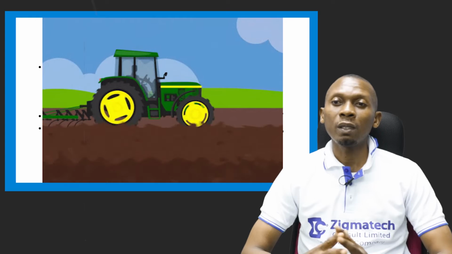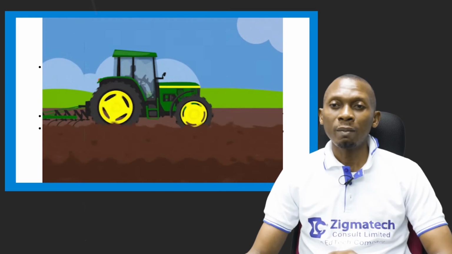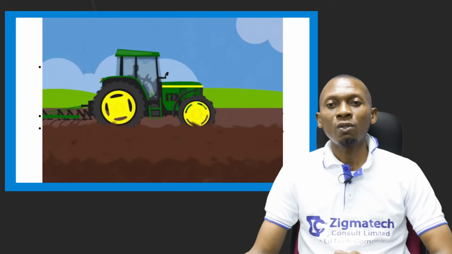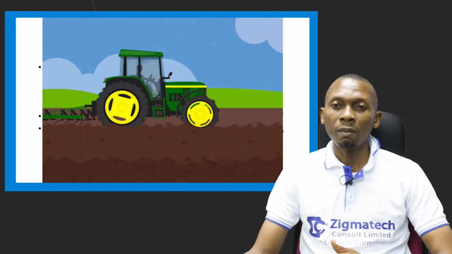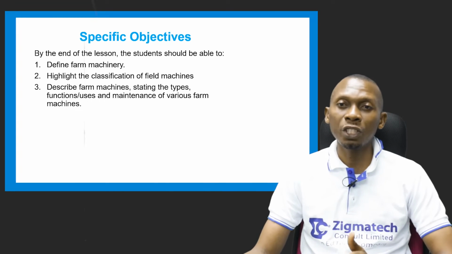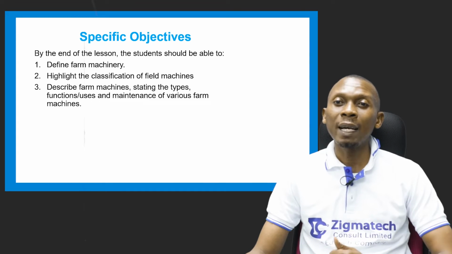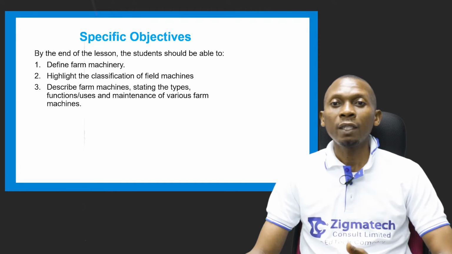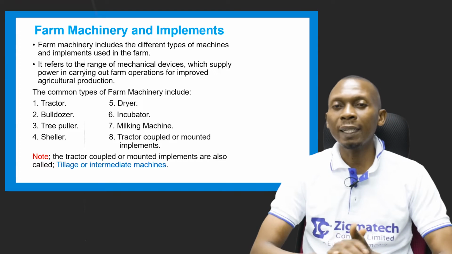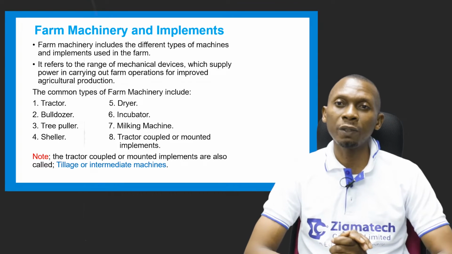So in this lesson, we'll be discussing farm machinery and implements, with our focus being on the tractor, the bulldozer, the shellers, the dryers, the incubator, and milking machine. So by the end of this lesson, you should be able to define farm machinery. You should also be able to highlight the classification of field machines. And finally, you should be able to describe farm machines, stating the types, functions or uses, and maintenance of various farm machines. All right, let's start with the meaning of farm machinery.